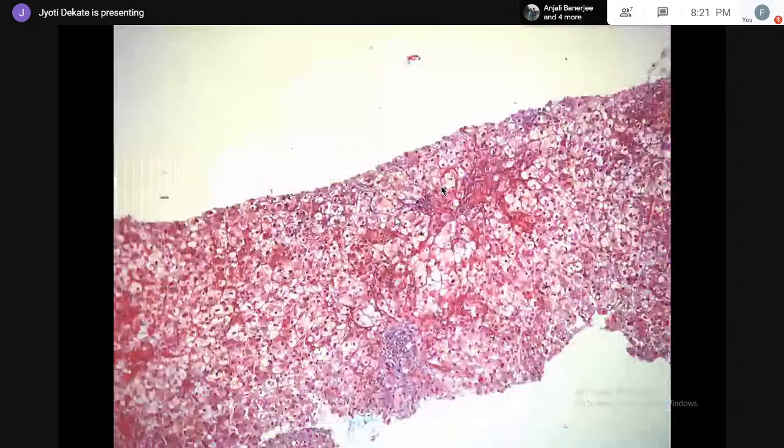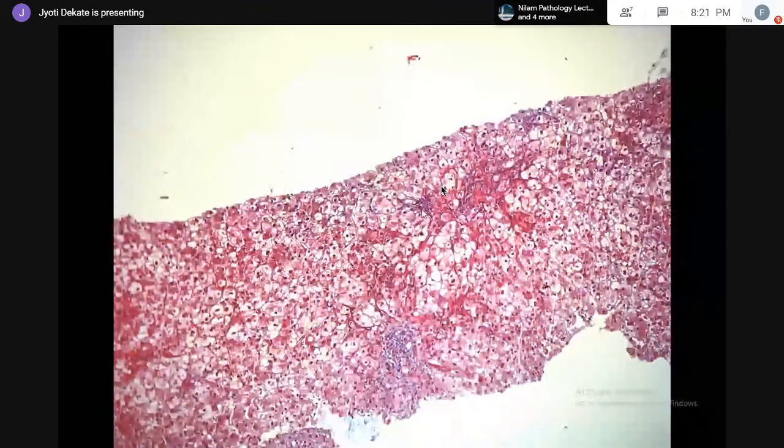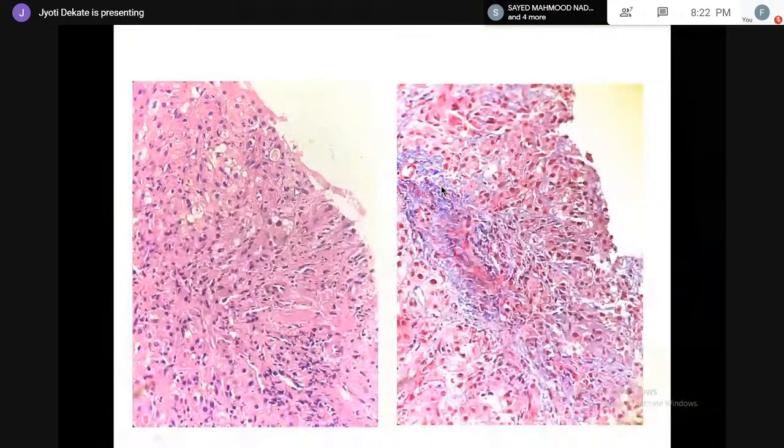This is the Masson trichrome stain showing these bands of fibrosis which are going from the portal areas into the periportal sinusoidal spaces. Another photomicrograph where we can see these bands of fibrosis on the Masson trichrome stain. They are insinuating into the adjacent sinusoidal spaces.